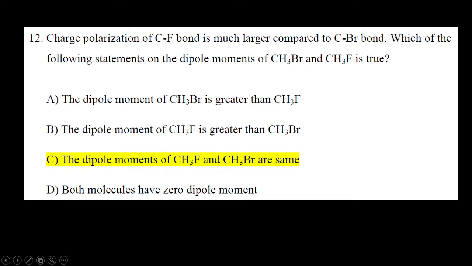Alright, so the question is: charge polarization of the CF bond is much larger compared to the CBr bond. Which of the following statements about the dipole moments of CH3Br and CH3F is true? Now, for such factual-based questions, it's not easy to apply a formula or concepts and get to the correct answer. Yes, we can get to the most plausible answer, but it can be incorrect as well.